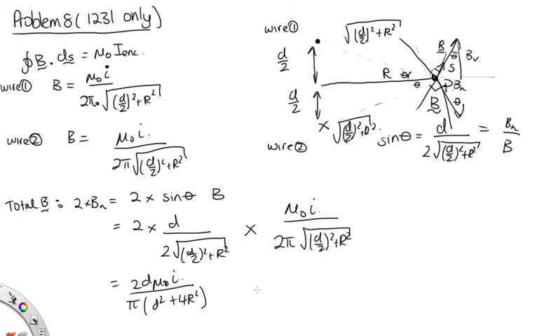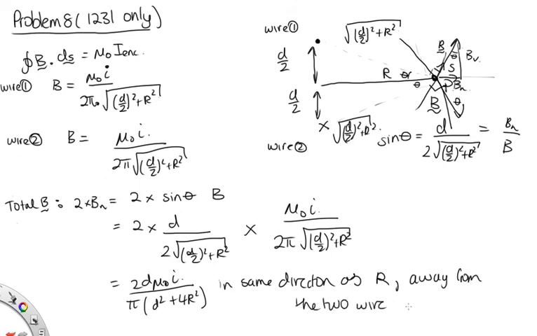Now in part B we're asked for the direction, and you can see that the direction from the horizontal components is along this r axis here. So in the same direction as r and away from the 2 wires. So it's in that direction.